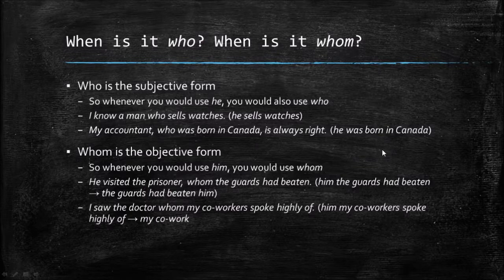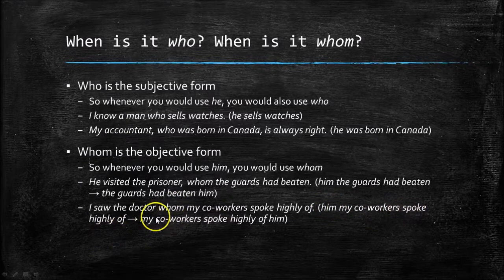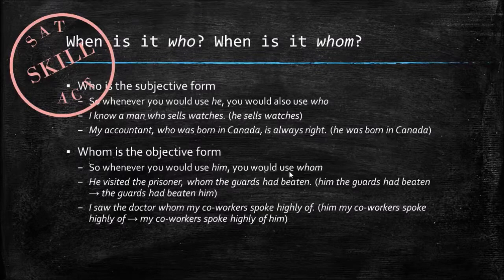I saw the doctor whom my co-workers spoke highly of. We could swap out whom with him. Him my co-workers spoke highly of, or we'd flip it around again: my co-workers spoke highly of him. But we know right away that we can't use who here because we wouldn't say my co-workers spoke highly of he. Okay, so now we know who is not correct there, it's whom. This is a SAT-ACT skill that you will definitely need to have on those tests, so try getting this little trick down: use who where you would use he, and use whom where you would use him.